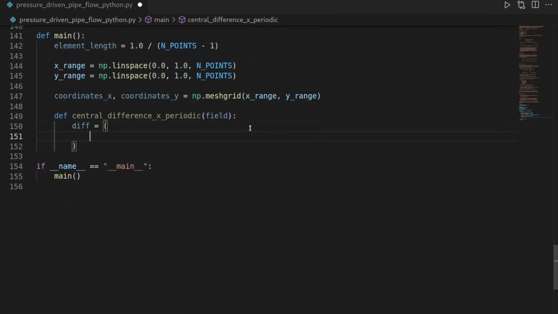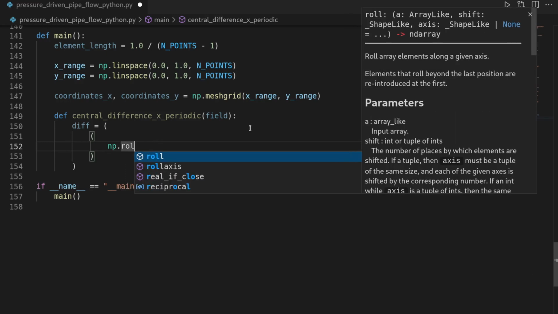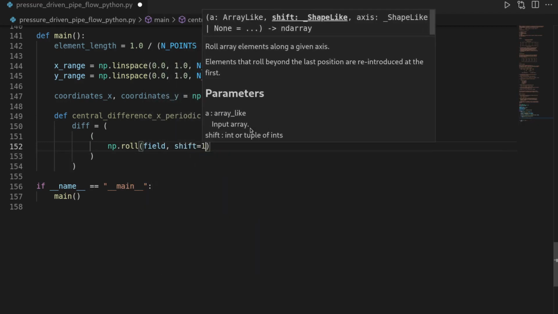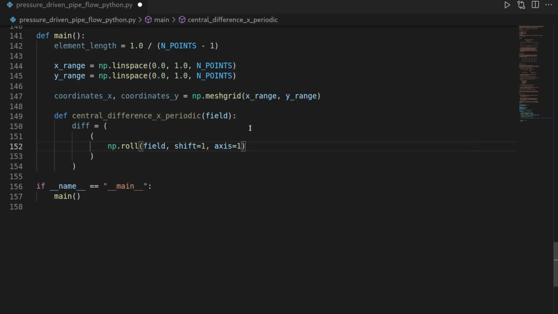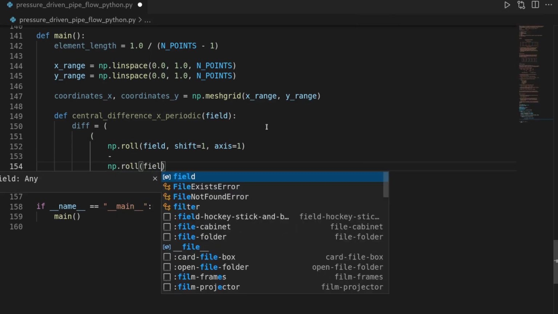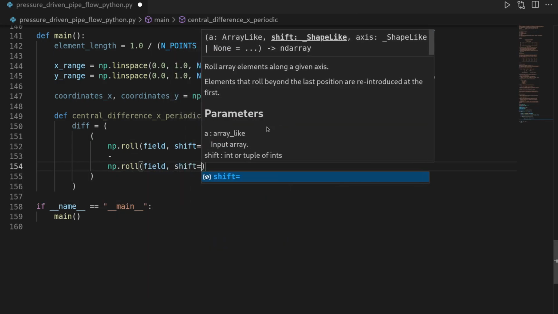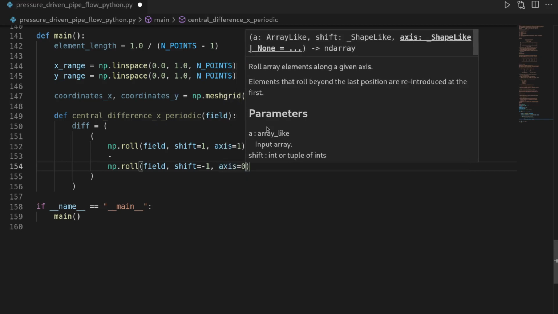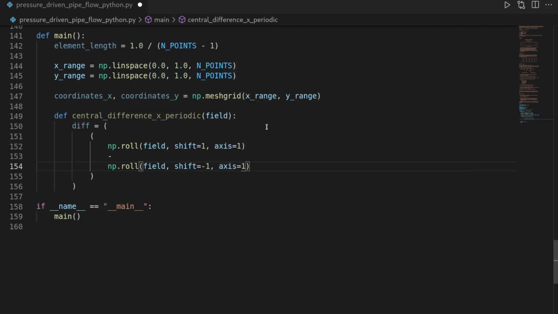And we will use numpy.roll on the field with a shift of 1 in axis 1, which means we go one step forward in x direction, and then we subtract numpy.roll of the field with shift now -1 to go backwards, and again axis equals 1 for the x direction.